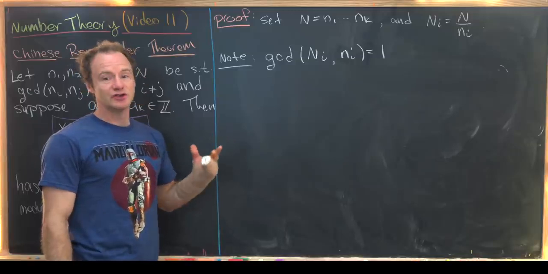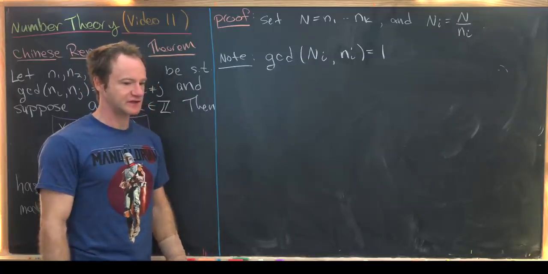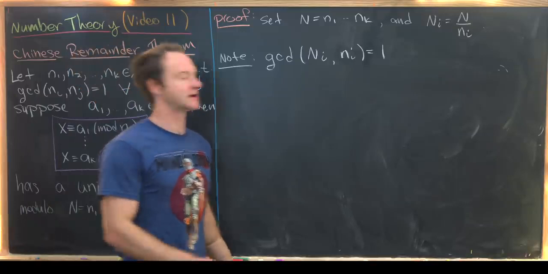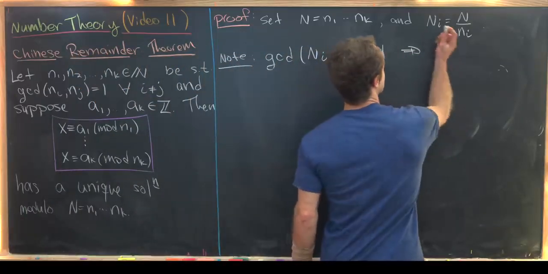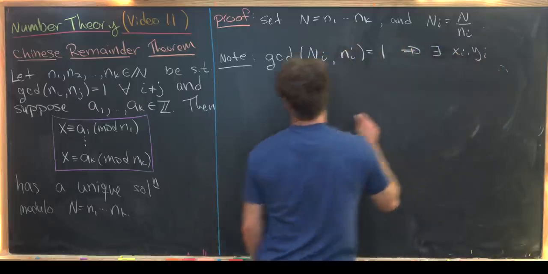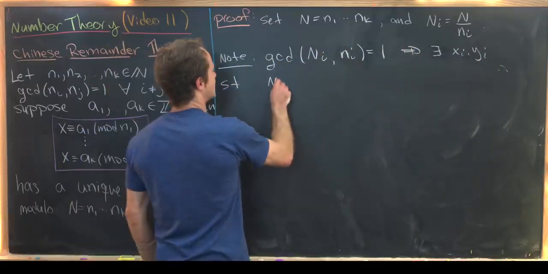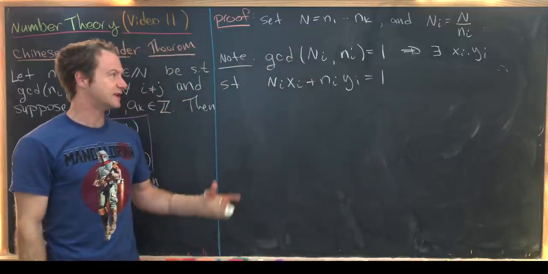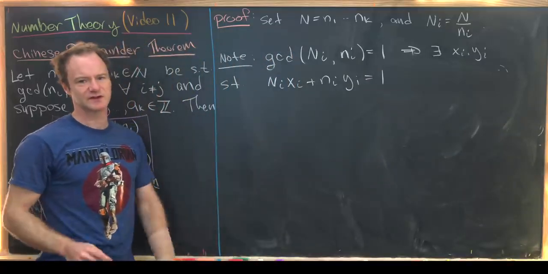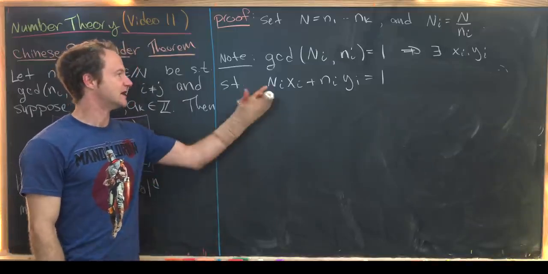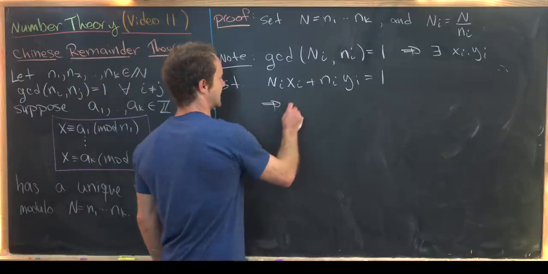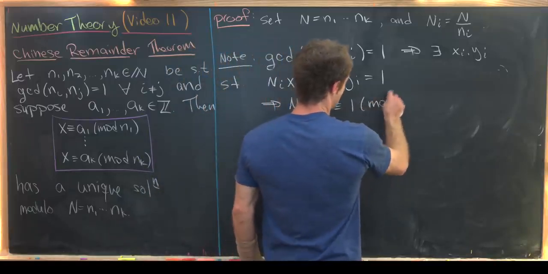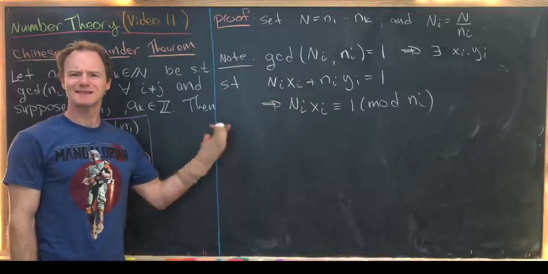Okay, but now you should be motivated by all of the things that we've done with the GCD, especially writing the GCD as a linear combination, because that's such a powerful trick. So from here, we can say there exist xi, yi, such that capital Ni xi plus little ni yi equals 1. So again, that's because we can always write the GCD as a linear combination. In other words, this is like using Bezout's identity. But now let's reduce this equation mod little ni and see that we have capital Ni times xi is congruent to 1 modulo ni.